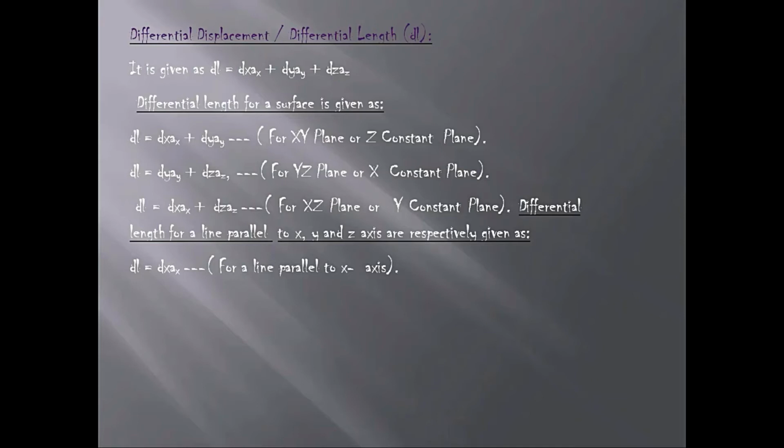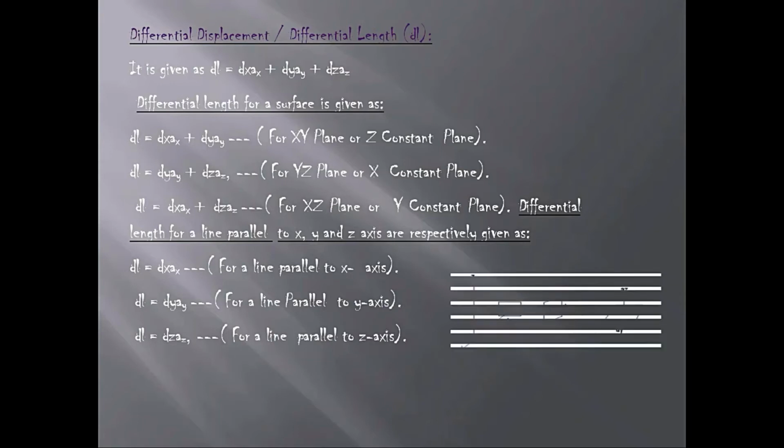So the length for the line parallel to the x, y and z axis is represented as follows. As we see, for a line parallel to the x axis, the y and z coordinates are constants. So dl is equal to dx ax, and similarly for the y axis and z axis.